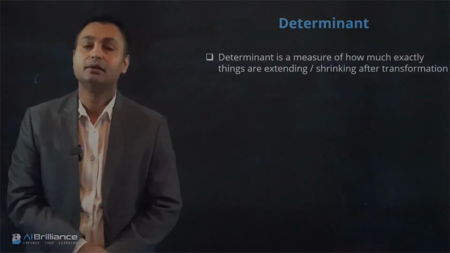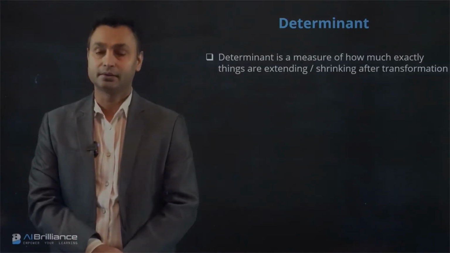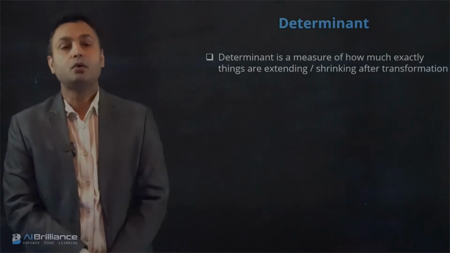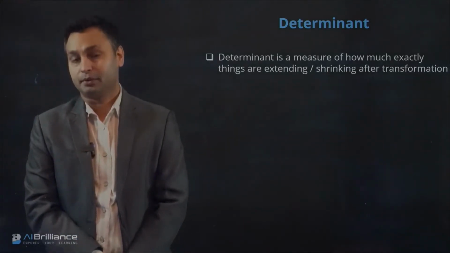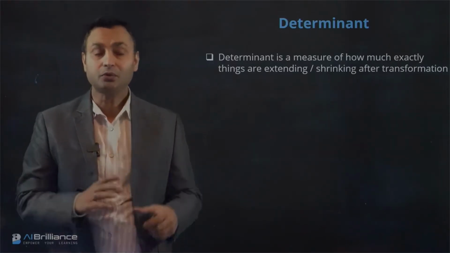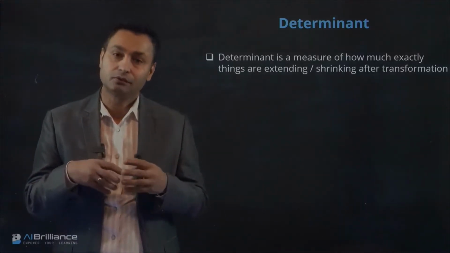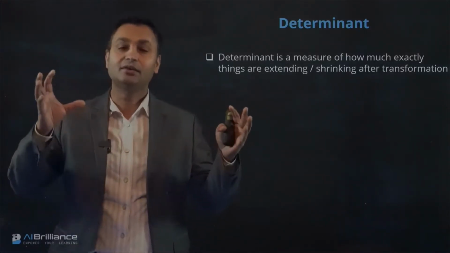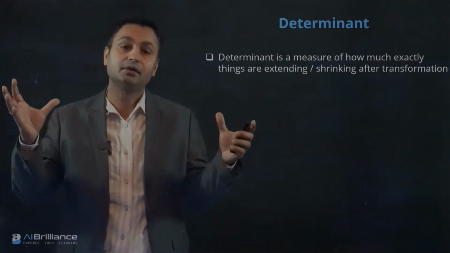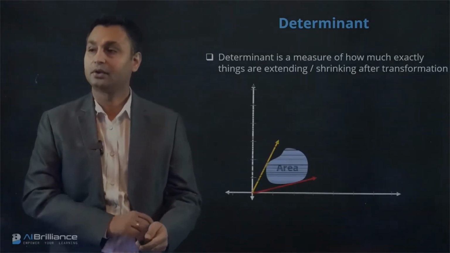So let's come back to the third important concept that we want to cover in this lecture, which is the concept of determinant. What does determinant mean geometrically, and what is the utility of determinant and what does it do? One way to think about determinant is that it is a function that extends or shrinks objects which are captured through transformations. So let's try to get some meaning of this.